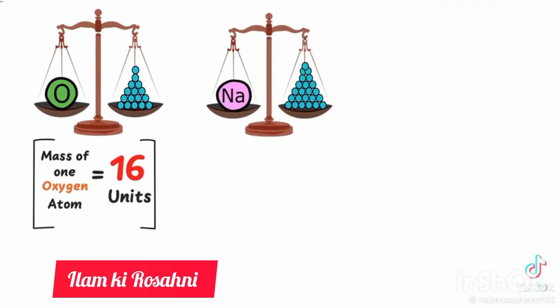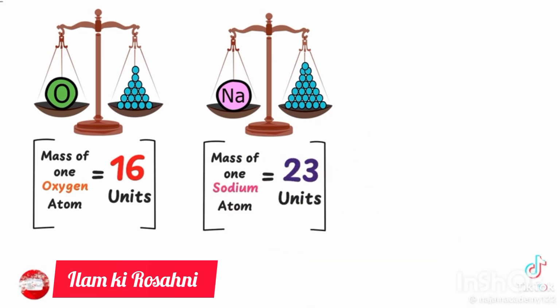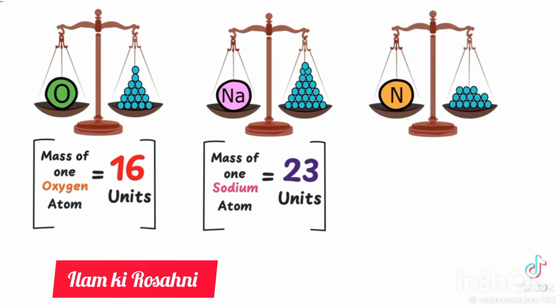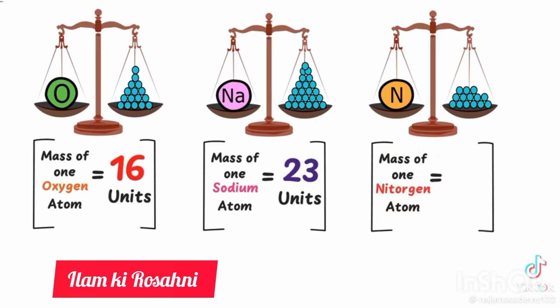Secondly, consider a single atom of sodium at one side of the balance and 23 units of carbon at another side. As a result, the balance gets equilibrium. Thus we say that the mass of a single sodium atom is equal to 23 units of carbon. Thirdly, consider a single atom of nitrogen at one side of the balance and 14 units of carbon at another side of the balance. Well, the balance will get equilibrium. Thus we say that the mass of a single nitrogen atom is equal to 14 units of carbon.